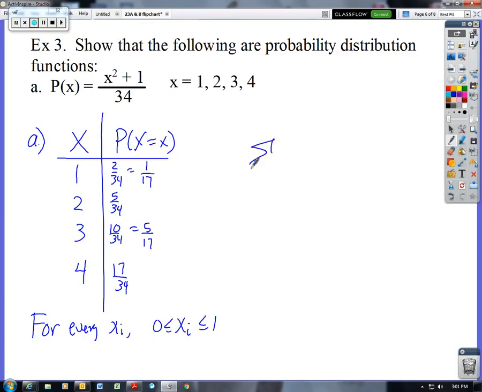So we could say the sum of the probabilities of X sub i's is, and we can add these up. Since these are all in terms of 34ths, you could add them. Let's see, that's going to be 27 plus 5 is 32, plus 2 is 34. So the sum is 34/34, which is 1. And now we've met both requirements, so we could say, therefore, P of X is a probability distribution.